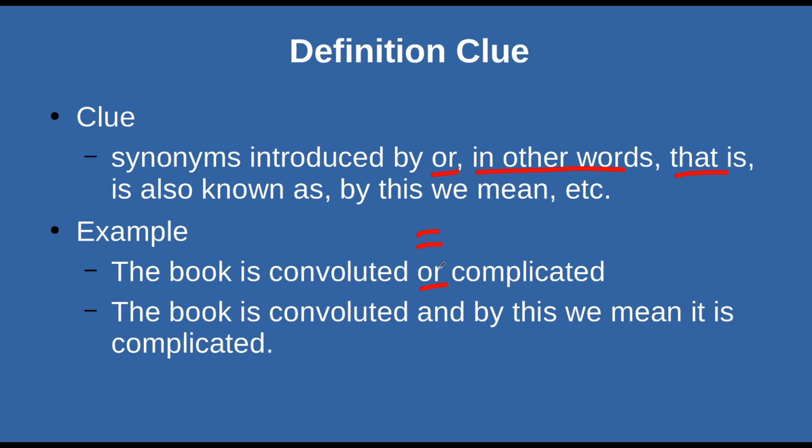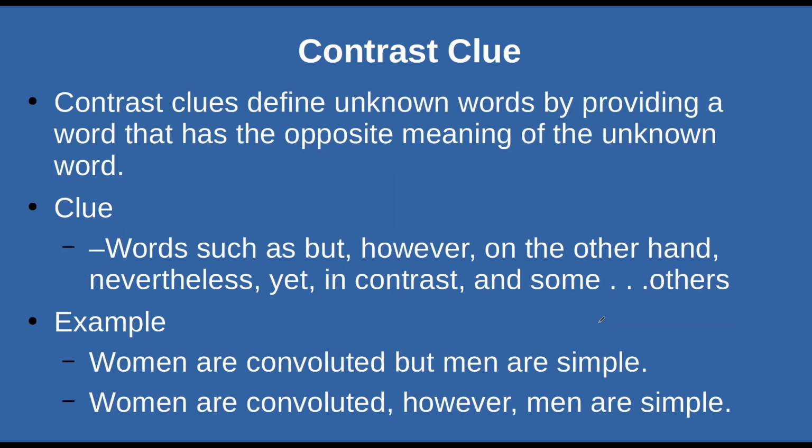The book is convoluted, and by this we mean it is complicated. So this whole phrase right here is almost like my equal sign this time. By this we mean it is complicated. Again, there's a multitude of ways that this can be approached, but these are just the examples we have here.